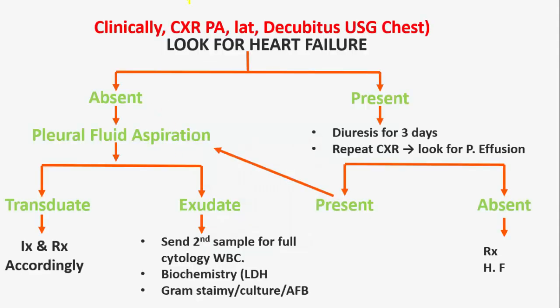We look clinically, by chest X-ray PA view, lateral decubitus, ultrasound and chest X-rays. First of all, we will look for heart failure. If it is absent, we will do pleural fluid aspiration. If it is transudate, then investigate and treat accordingly. If it is exudate, then send a second sample for full cytology, WBC, biochemistry, and in biochemistry we see LDH, Gram staining, culture, AFB.